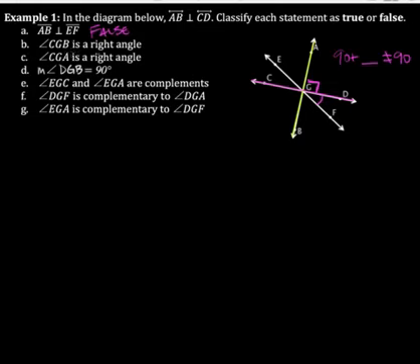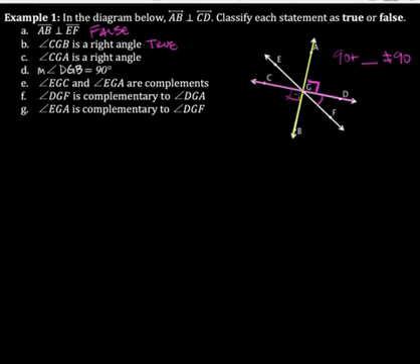How about statement B? Can I guarantee that angle CGB is a 90-degree angle? Is that a right angle? Well, yes it is, right? Because if these two segments are perpendicular, then I know that all the angles formed by the line segments, all of those angles are going to be a 90-degree angle. So I know that angle CGB is a right angle. I can say that that is true.